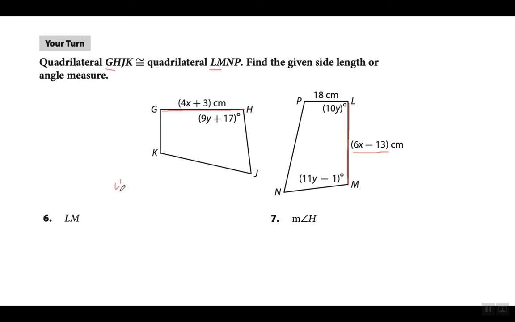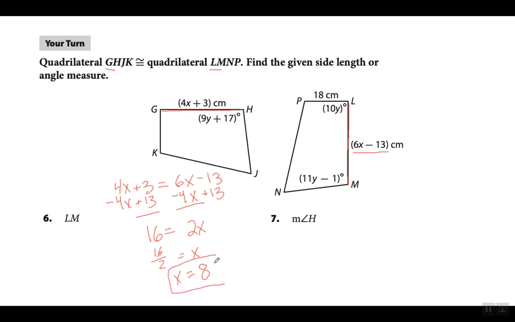So 4x plus 3 has to equal 6x minus 13. I'm going to move the 4x to the right side of the equation. That's going to give me 2x. And the minus 13, I'm going to move to the left side of the equation. That's going to give me 16. So x equals 16 divided by 2. So x is going to equal 8.